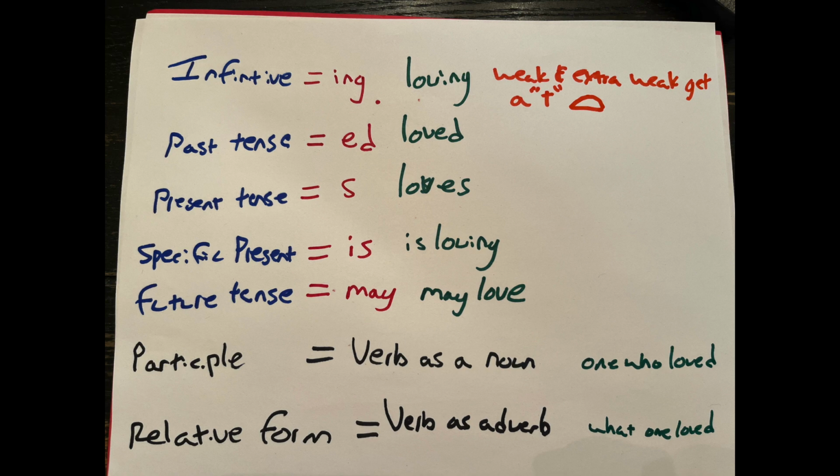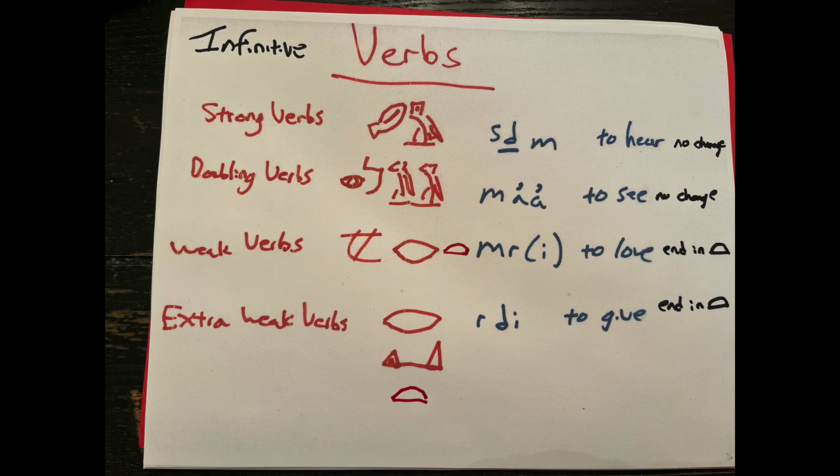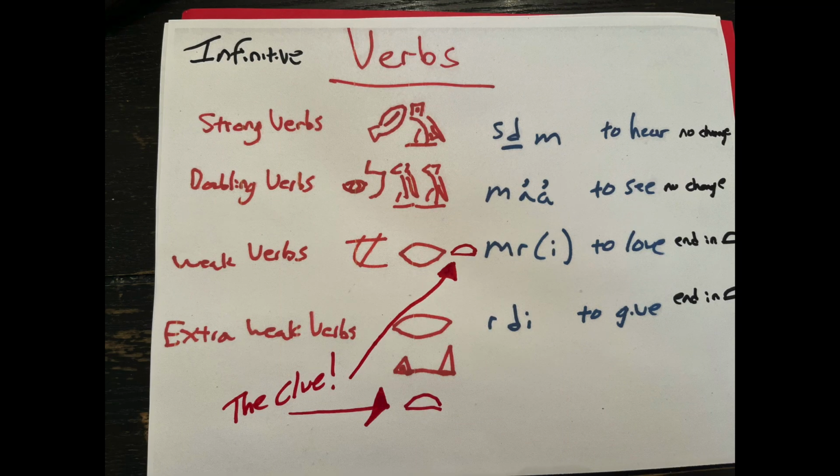So we're starting with the infinitive, the ing form of a verb in English. So the word love, or the verb love, would become loving. And this is noted by an extra T, only in the weak and extra weak. All right, so once again, we have all of our forms, and not all forms change for all tenses. For the infinitive version of a verb, so ing, an extra T is added to weak verbs and extra weak verbs. That is really our main and only clue that we are dealing with the infinitive form of the verb. You're not going to see this clue in strong verbs or doubling verbs.